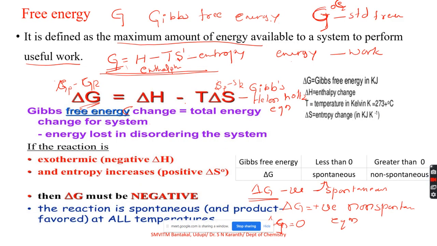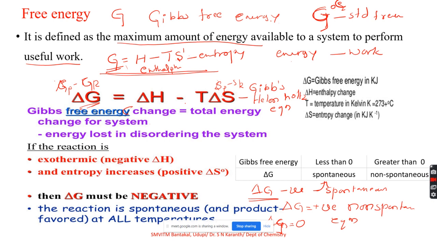Then free energy change, what we call the Gibbs free energy change, is defined as the maximum amount of energy available to a system to perform useful work. It is usually expressed as G = H - TS, as it depends upon the enthalpy and entropy. ΔG = ΔH - TΔS is called the Gibbs-Helmholtz equation. That is, the Gibbs free energy change is equal to the total energy change of the system minus the energy lost in disordering the system. So the Gibbs free energy change decides the reaction: if ΔG is negative, that indicates the reaction is spontaneous. If ΔG is positive, the reaction is non-spontaneous.